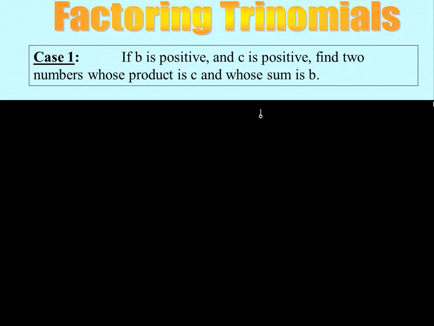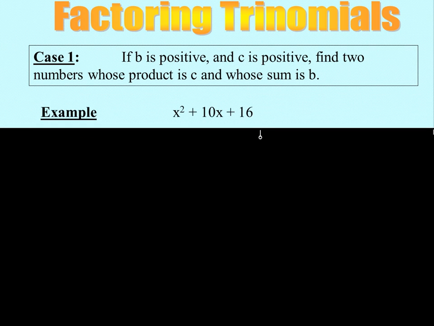Okay, so we're going to look at a couple different cases here. We're going to look at one case where the two numbers that show up, the b and the c, are both positive. Okay, like that. Okay, remember that's x squared plus bx plus c. So b is 10 in this case and c is 16. So how do we deal with this? Does anybody remember how we do this stuff? Yes, ma'am. What do you think?